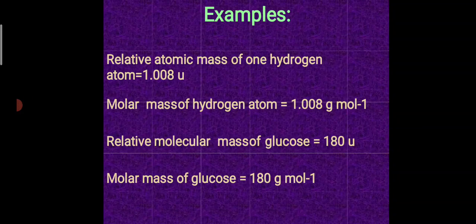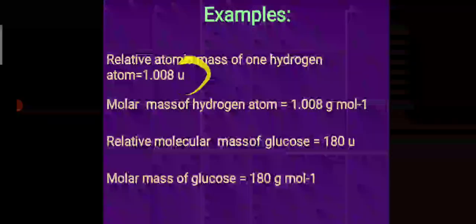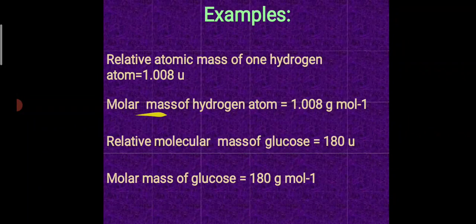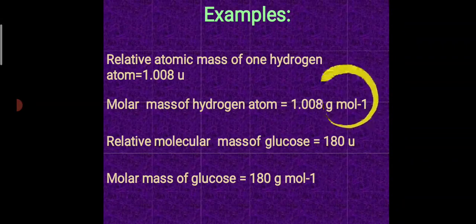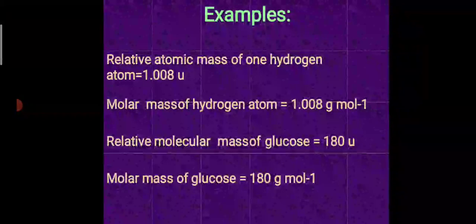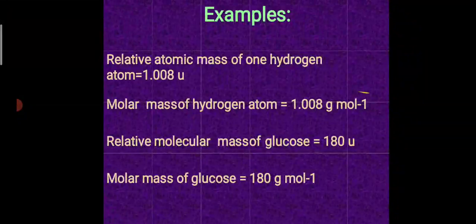Example, relative atomic mass of hydrogen atom is 1.008 unified. Molar mass of hydrogen atom, how do you write it? Relative atomic mass means the unit you should use is u, unified. In the case of molar mass you have to write it as gram per mole. Same answer only, the unit must be different because relative atomic mass is different, molar mass is different. So molar mass means gram per mole, you have to use that unit. Same way, relative molecular mass of glucose is 180 u, whereas molar mass of glucose is 180 gram per mole.